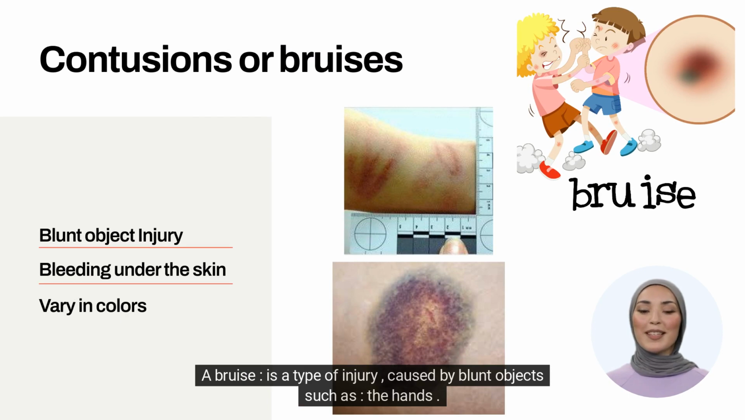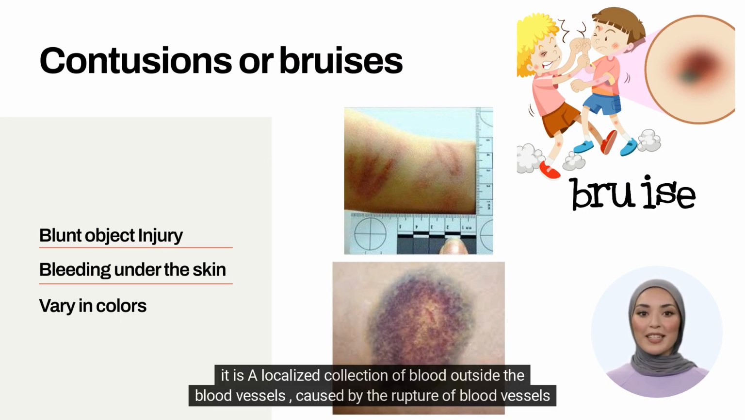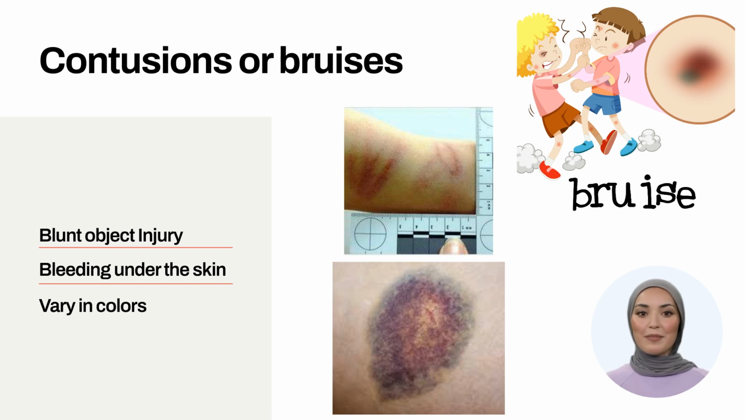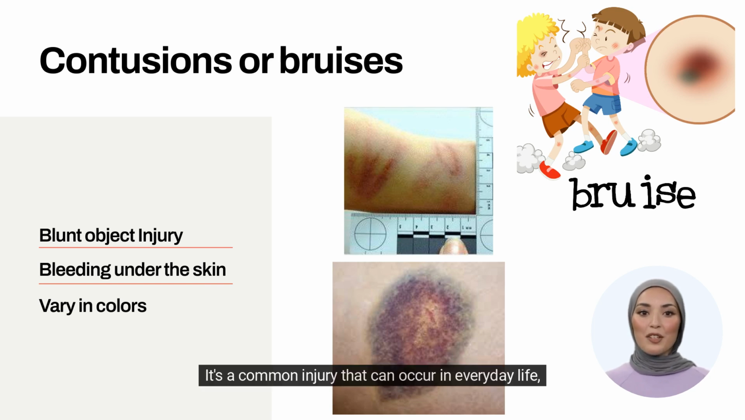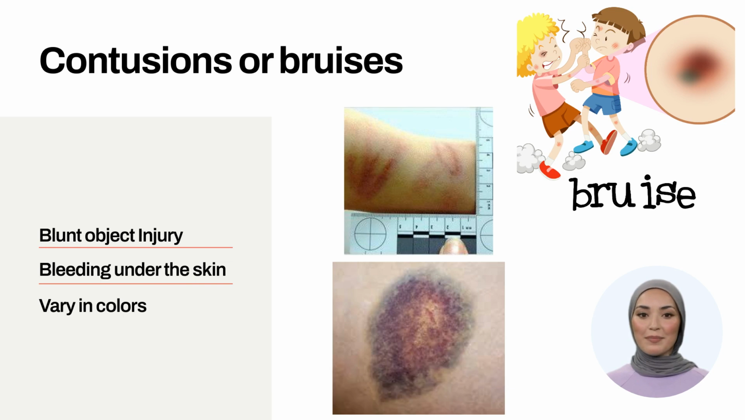A bruise is a type of injury caused by blunt objects such as the hands, feet, table and wall, etc. It is a localized collection of blood outside the blood vessels, caused by the rupture of blood vessels beneath the skin. It's a common injury that can occur in everyday life. But in the world of forensic medicine, it can be a crucial piece of evidence.